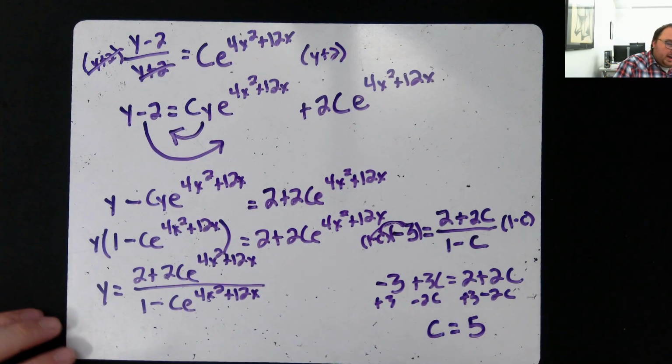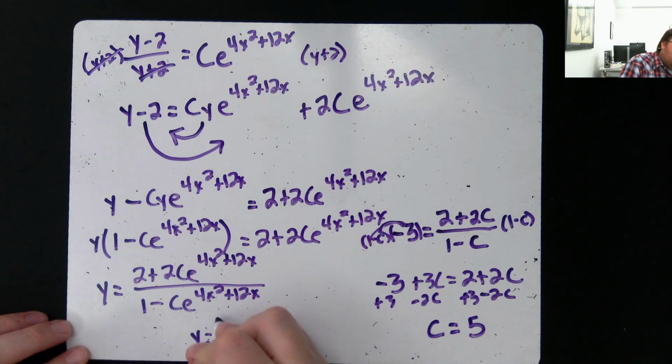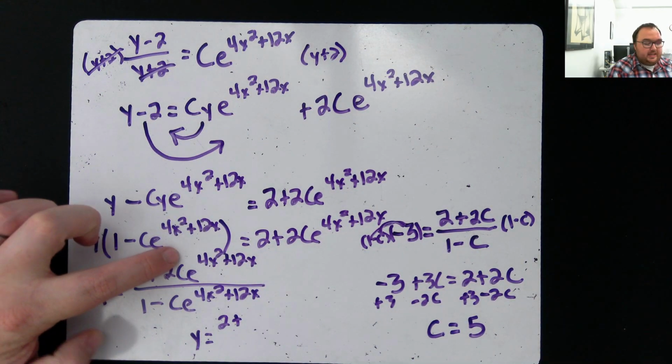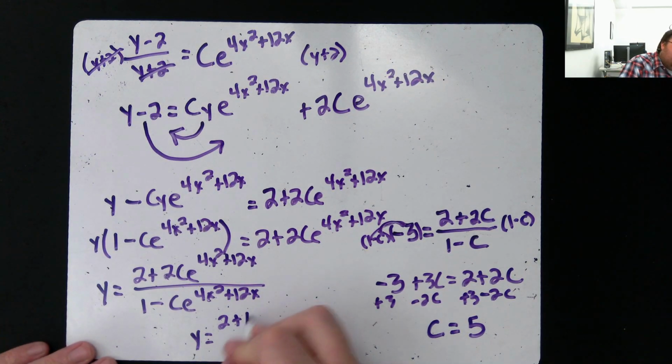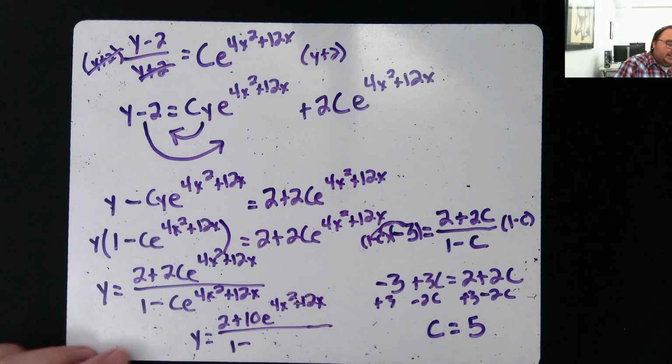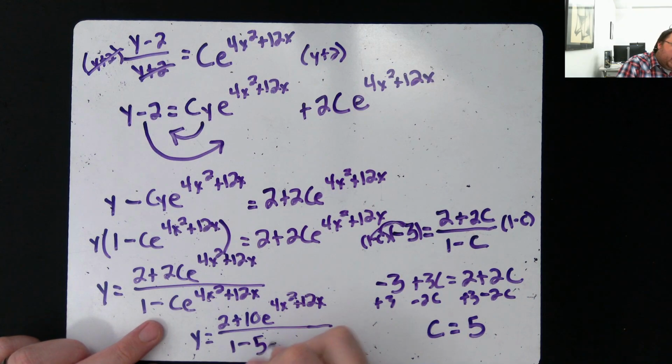Therefore, what I get for y equals 2 plus 2 times c. 2 times 5 is 10. So 10e to the 4x squared plus 12x over 1 minus c, which is 5, e to the 4x squared plus 12x.